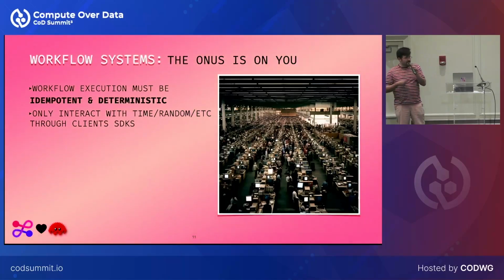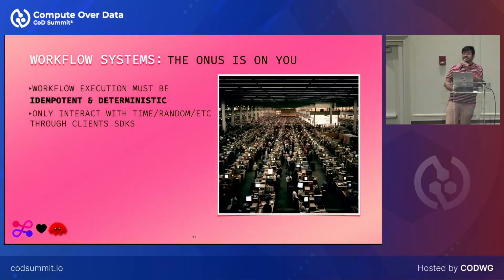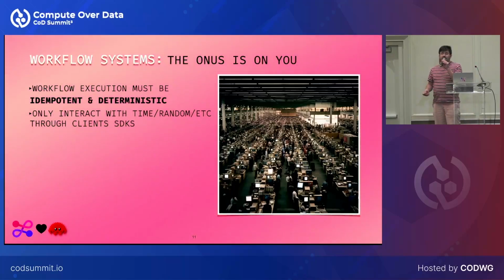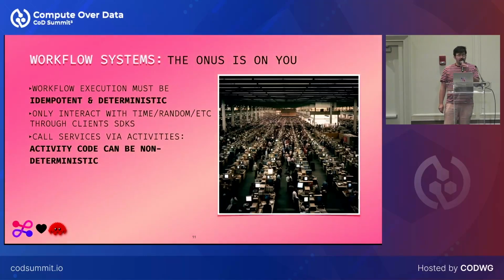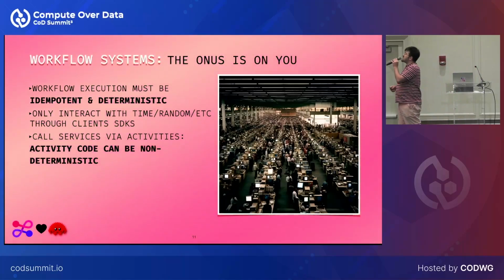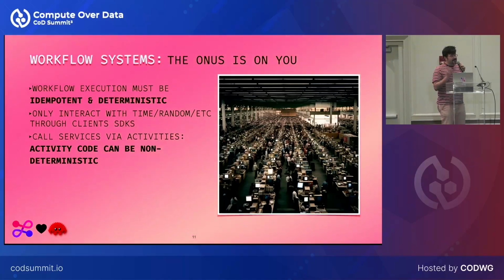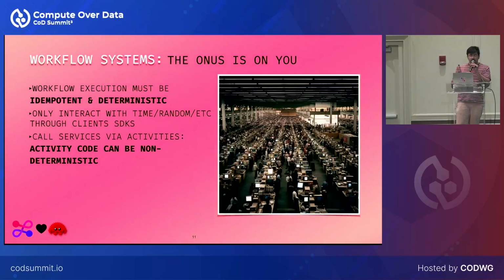Now you're imagining, so how do these systems work? Some company has to build all the tools. And hopefully you don't do something wrong as a developer. To call services, there's a concept of activities. This comes from Microsoft. I'll talk about this in a second. But activities, I can make external calls with activities. But activity code can be non-deterministic.